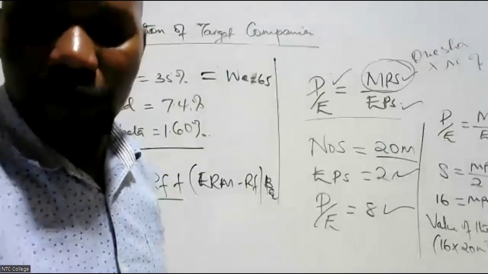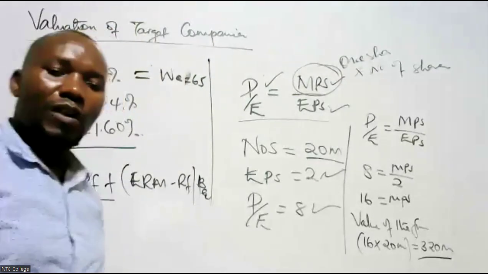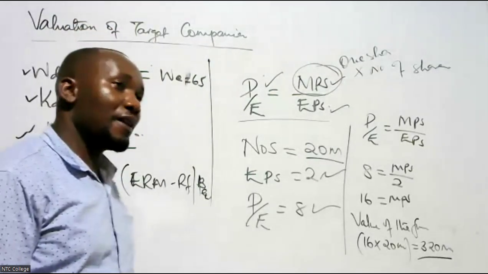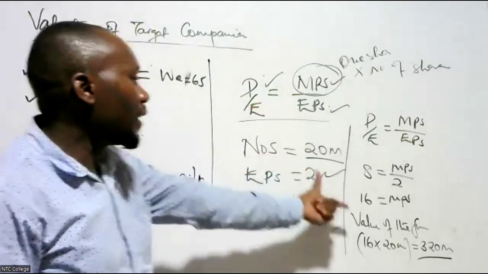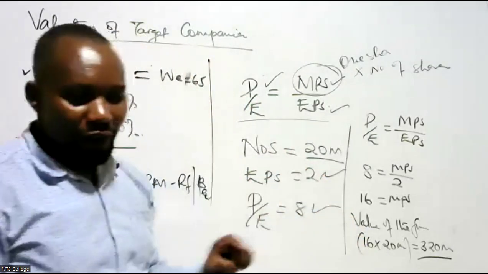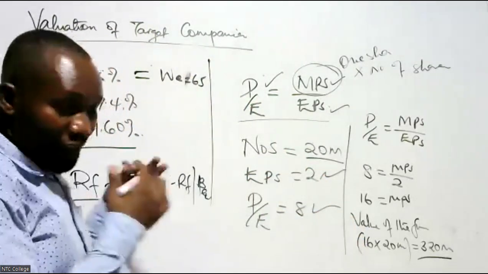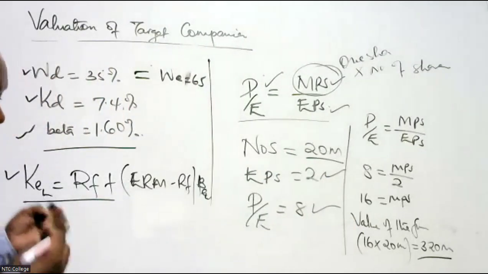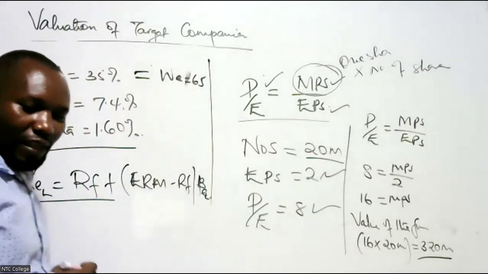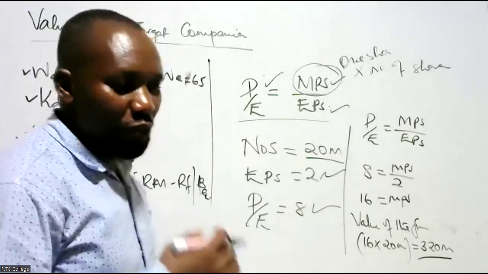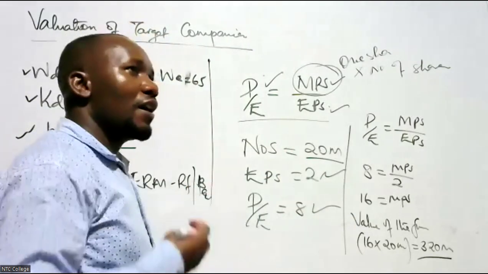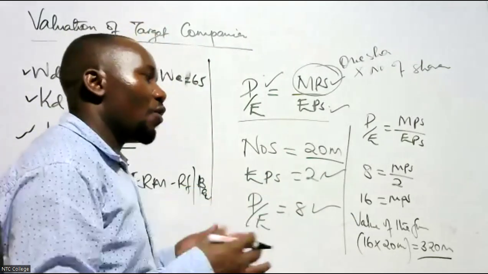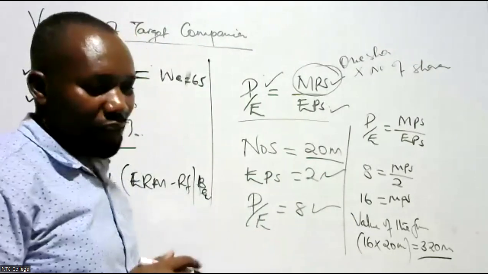That is how you can use the PE ratio to calculate the value of the company. Now, using this concept, can you understand what the examiner is setting when they are now including mergers and acquisitions?